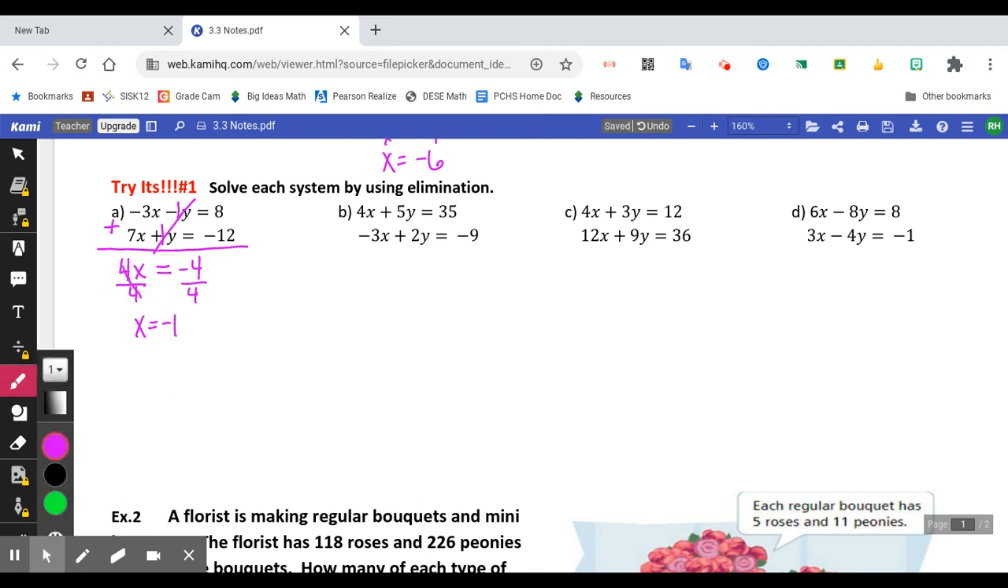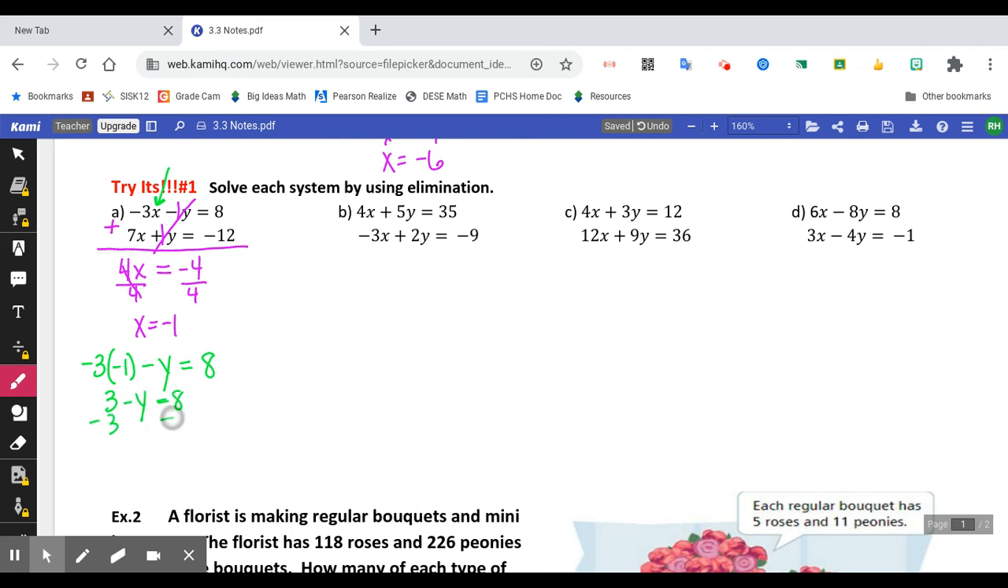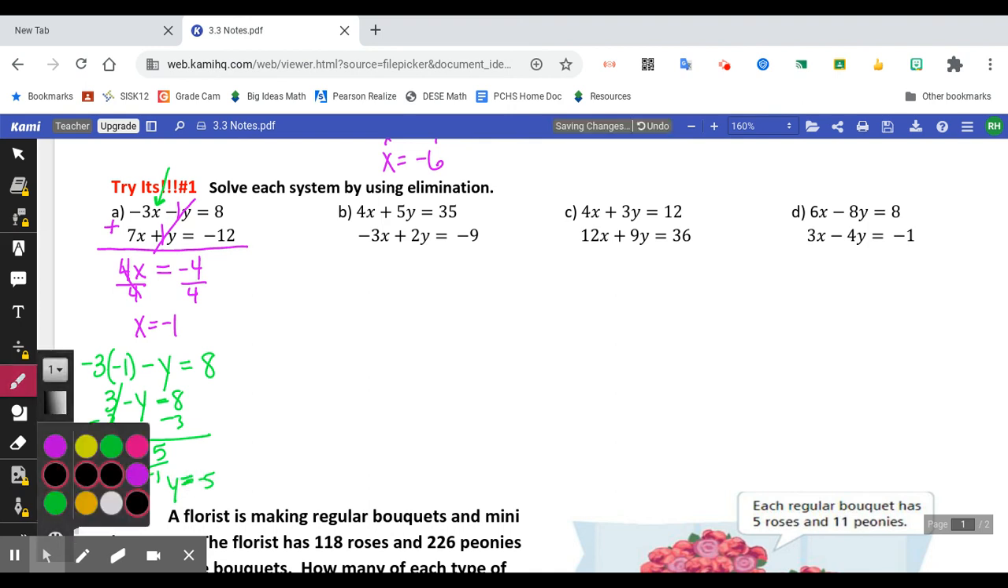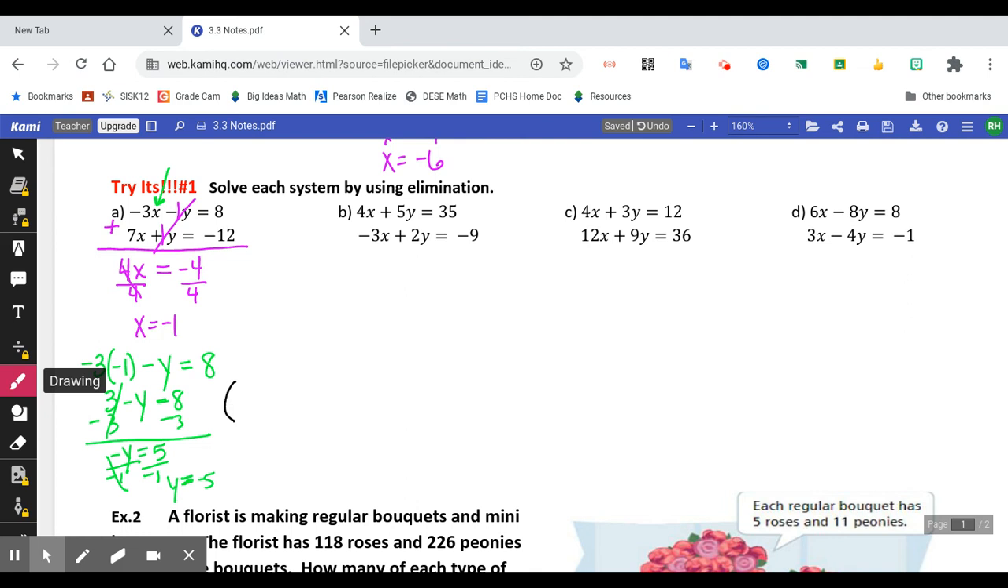Now I'm going to take that and plug it back in up top for the x. So -3 times x comes out, -1 goes in, minus y equals 8. This gives me +3 minus y equals 8. Subtract 3 from both sides, and I get -y equals 5. Divide by -1, and y equals -5. So my final answer would be -1, -5.